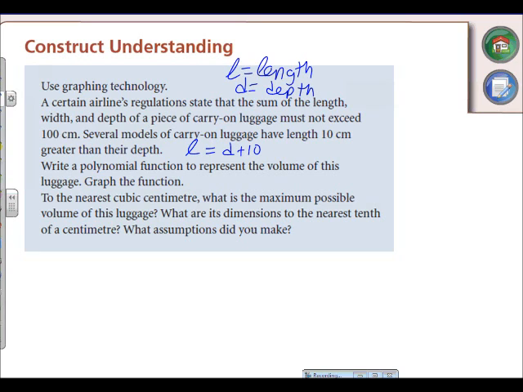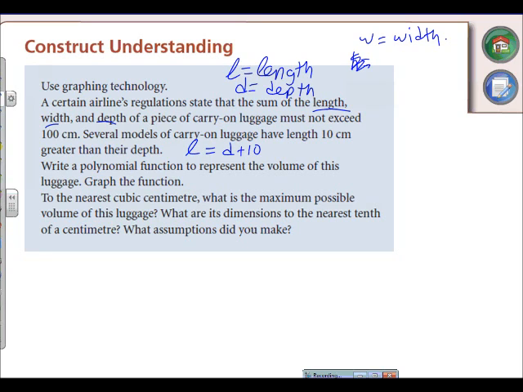Write a polynomial function to represent the volume. So then we've got a height as well. So a length, width, and then depth. So we've got a W for width. We want to get all of this into one variable. So you could use X's or Y's. I've used L's, W's, and D's. So we've got our L equal to D plus 10.